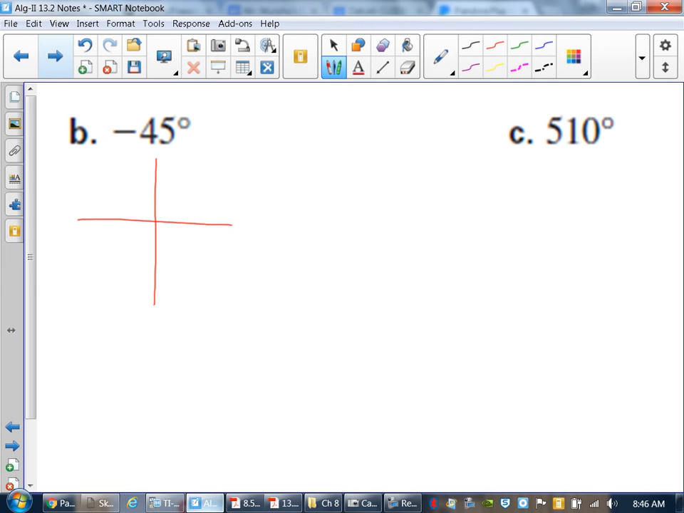What quadrant does negative 45 land into? 4. How far away is negative 45 degrees from the x-axis? It's 45 degrees away from it. It's quadrant 4.